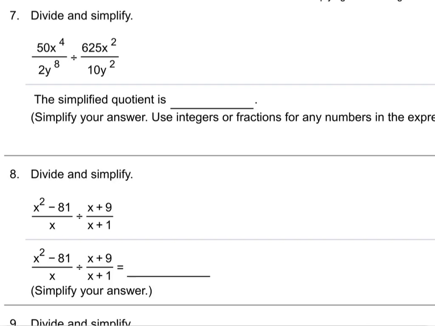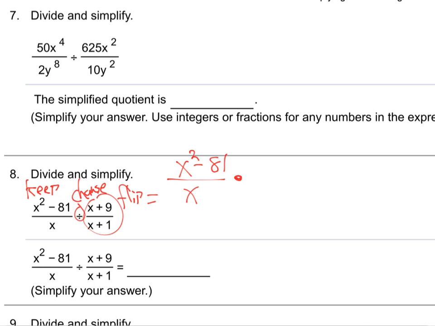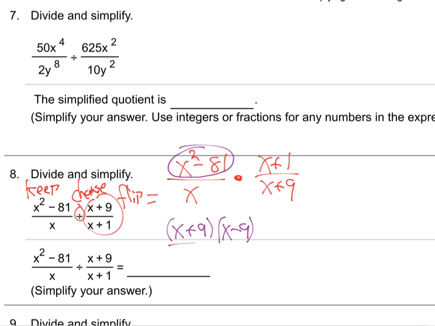All right, so we keep, and we change the sign in the middle, and we flip the 1 on the right. So x squared minus 81 over x times, and then flip the 1 on the right. Good to there? Keep, change, flip. And now, this guy is the one that needs to be factored, huh? We can factor him. So he becomes x plus 9, x minus 9, difference of squares.